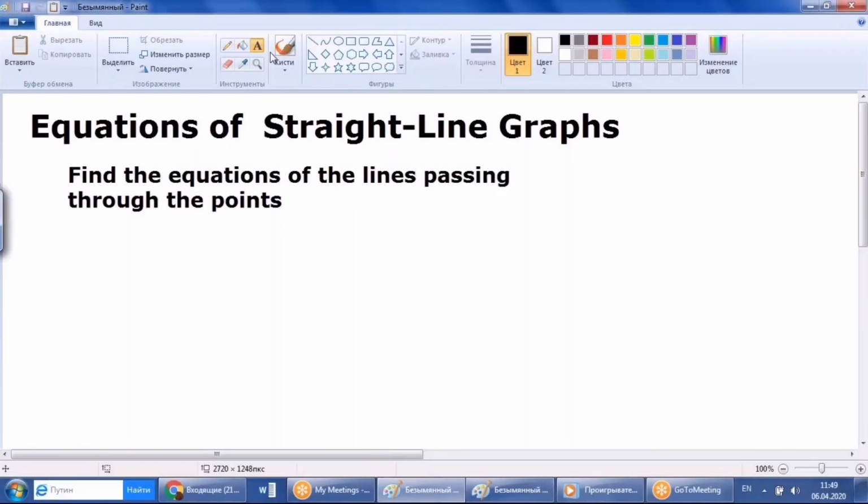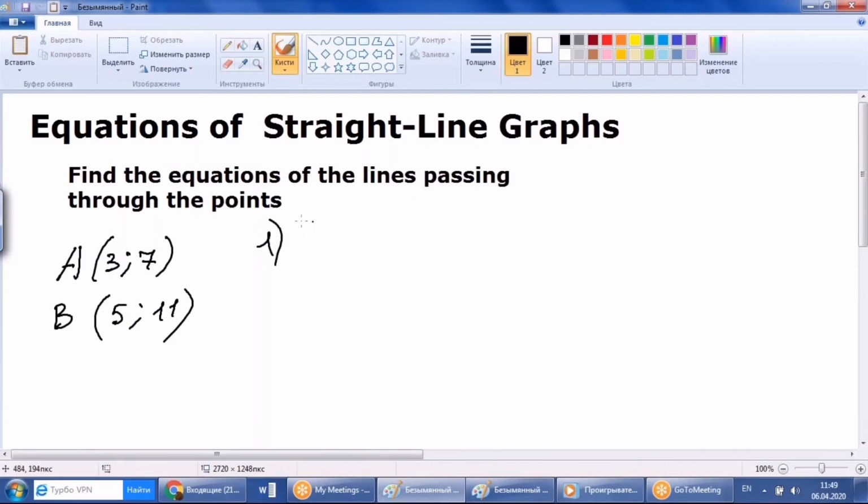Okay guys, now we will talk about how to find the equations of the lines passing through two points. For example, we have 2 points. The first point is A (3, 7). And another point is B (5, 11). First step, we write the equation of a straight line.